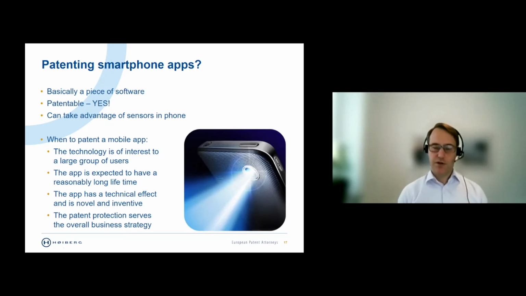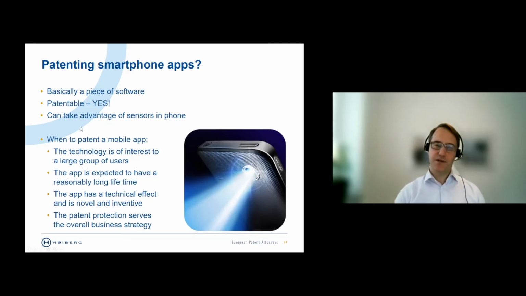For example, I think that apps are special in that they are typically implemented on a device that has a lot of sensors and capabilities of capturing things. That is somewhat different compared to an ordinary computer. So you have all these GPS and gyro and cameras and microphones and whatever sensors you have in the phones.